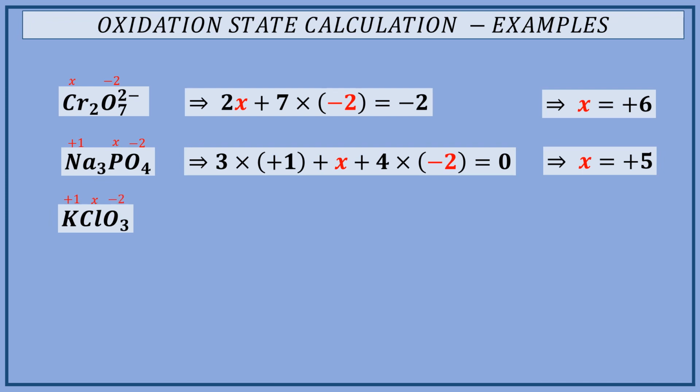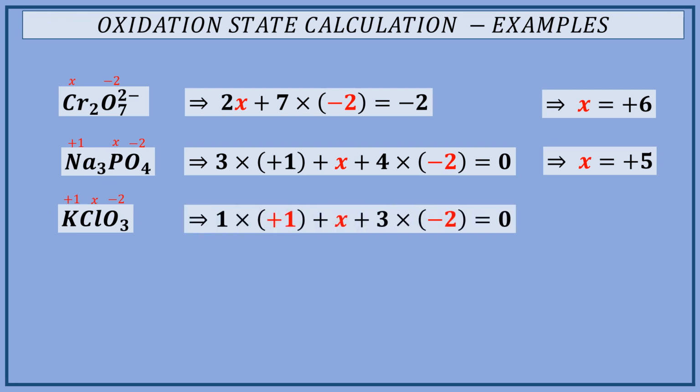For chlorine we will identify it as X, and oxygen again -2. So we will write the equation as 1 times +1, the oxidation state of potassium, plus X, the oxidation state of chlorine, plus 3 times -2, the oxidation state of oxygen. This will be equal to 0, the net charge present on the molecule, and on solving for X we will get +5 as the value. So the oxidation state of chlorine is +5 here.